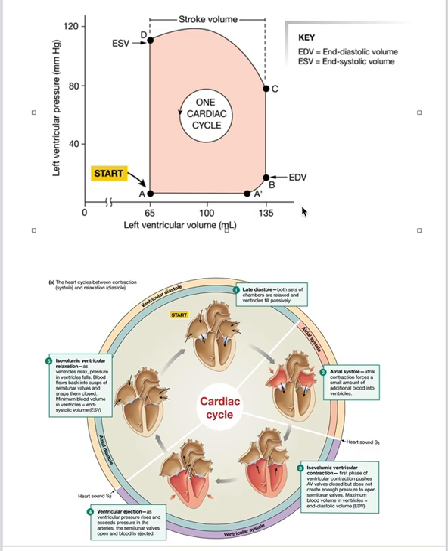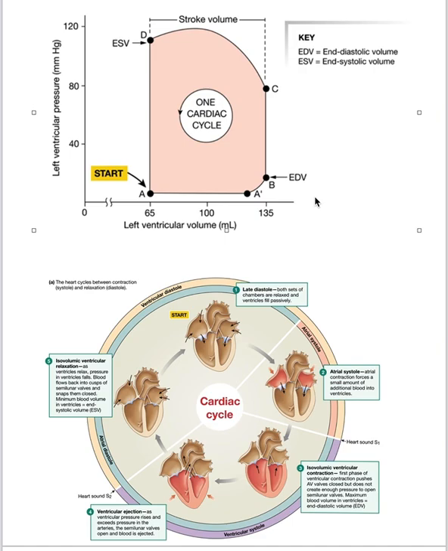So when the heart is beating very, very fast, the ventricle may not have time to fill completely, so this could change in different physiological conditions. When ventricular contraction begins, the mitral valve closes.